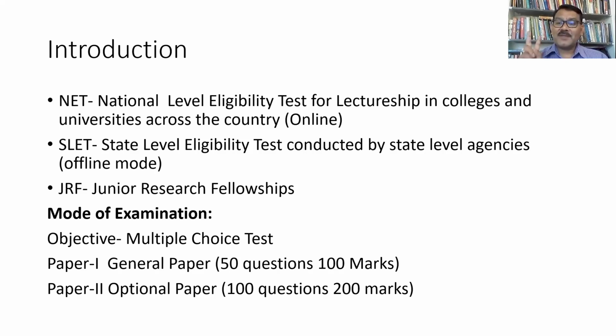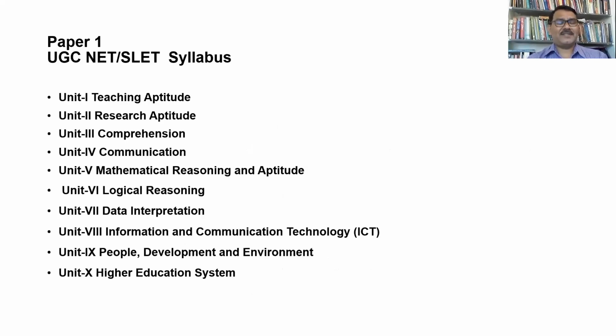examinations. And there will be two papers. Paper one is called general paper. And this paper is carrying 50 questions that carries 100 marks. And paper two is an optional paper. If you are an English postgraduate, you will be writing English optional. So this particular orientation is for the students of English literature, and we are going to provide you an idea of how to prepare yourself for this NET and SLET in English.